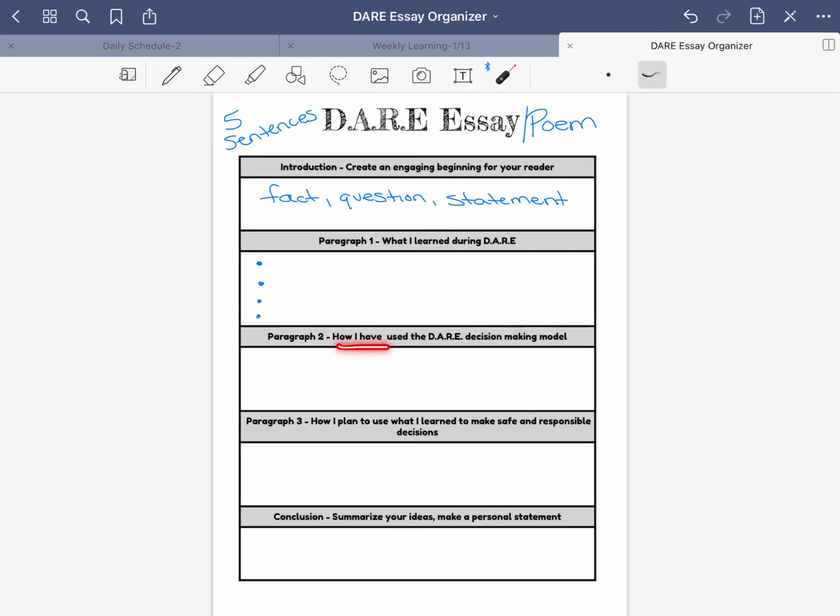Paragraph two, how I use the DARE decision-making model. That's in your DARE book. I will leave a book for you to be able to see if yours is at home. Third paragraph, how you plan to use what you learn to make safe and responsible decisions. Think about the future. If someone asks you to do something that you know isn't safe and responsible, what will you do? And your conclusion, summarize your ideas, make a personal statement.